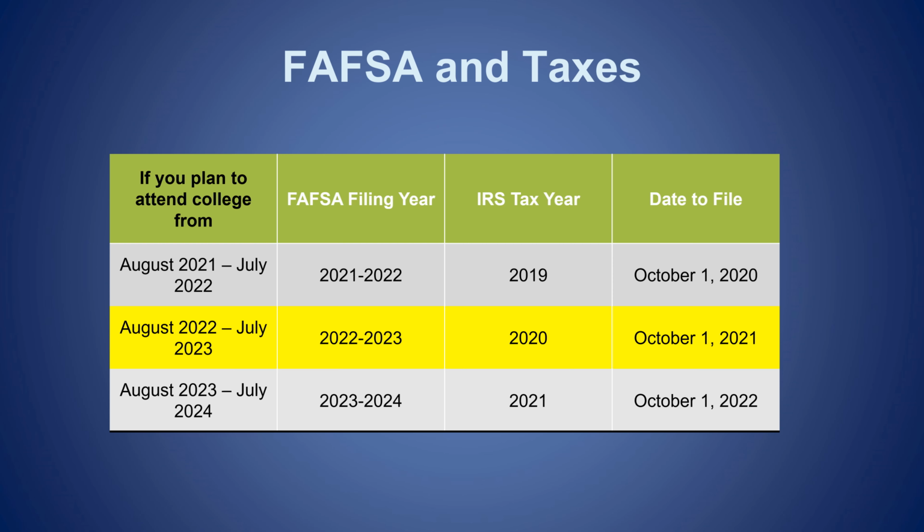Most commonly, our high school seniors will be attending August 22 through July 23. So the FAFSA year that they're filing is the 2022 to the 2023 FAFSA using 2020 tax information, and they could begin filing October 1, 2021. And then I've just listed the future dates here for reference for when you can begin filing. So as you can see, October 1 of each calendar year is when that new FAFSA is available to students and parents to begin the application process.